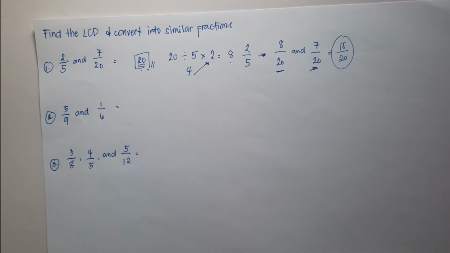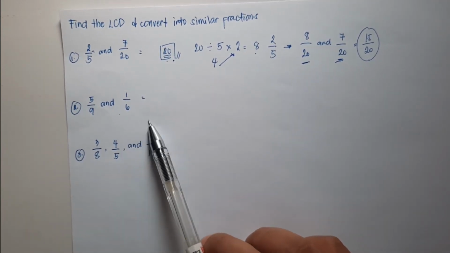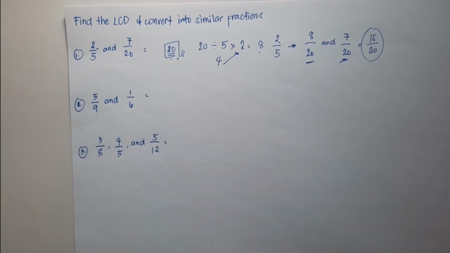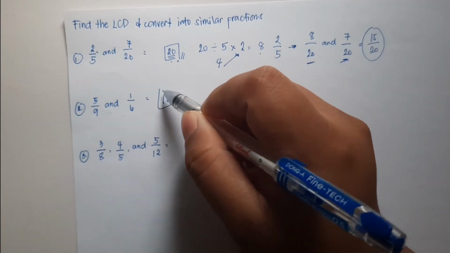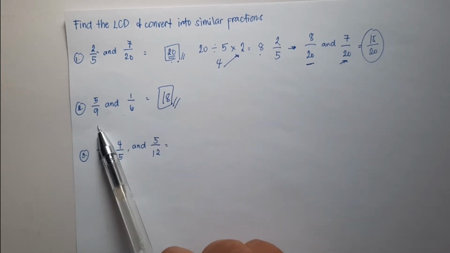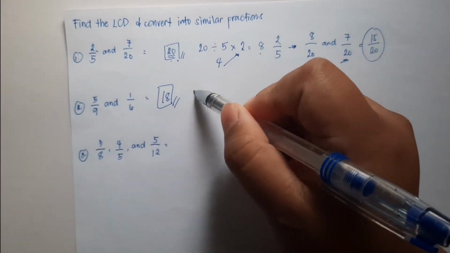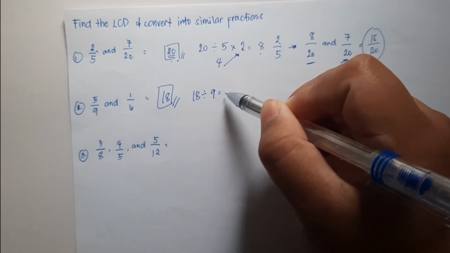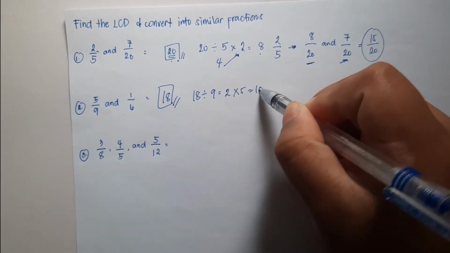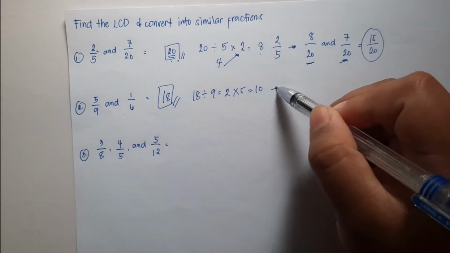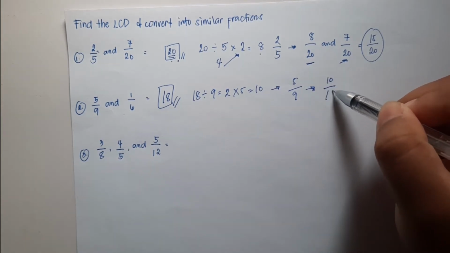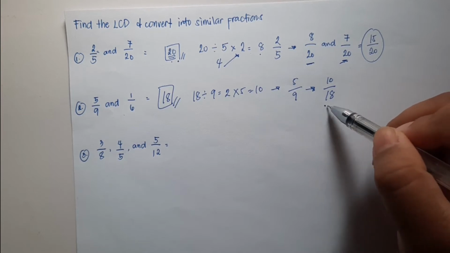Let's have another example. 5 over 9 and 1/6. What do you think is their LCD? Okay, so we will try 18. 18 divided by 9 is equal to 2. 2 times 5 is equal to 10. So 5/9 is equal to 10 over 18. This will be the new similar fraction.